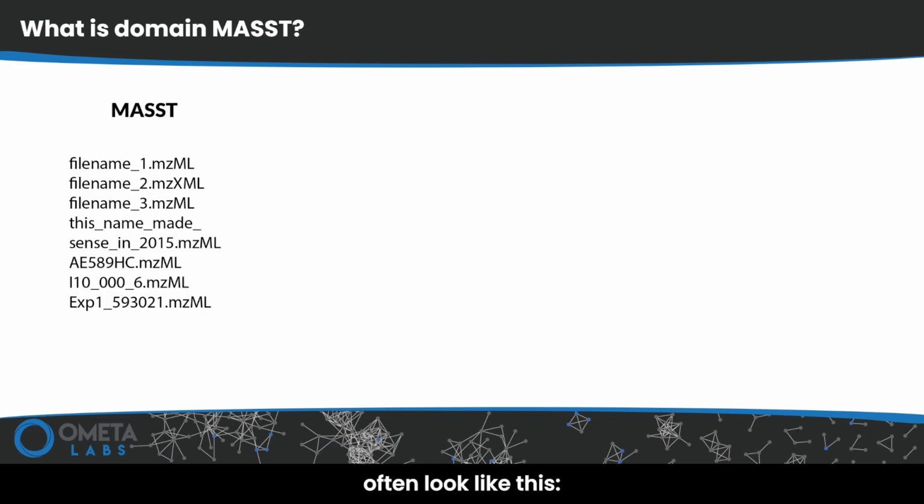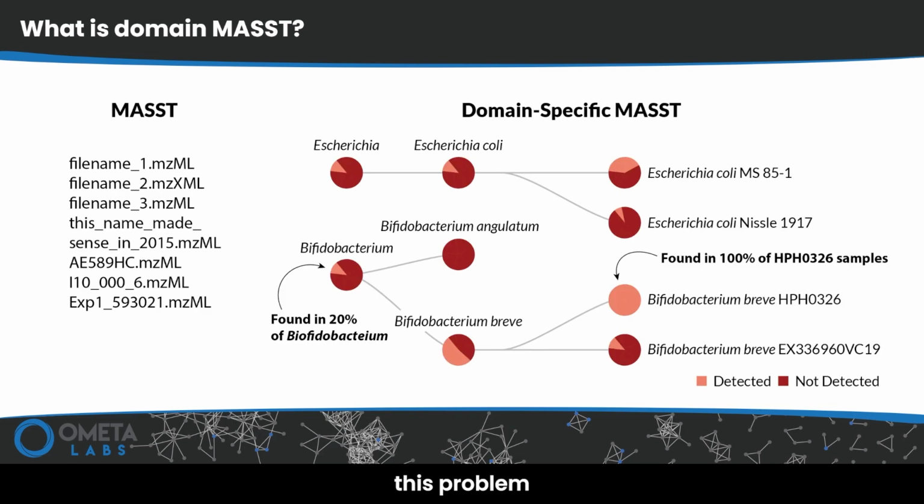However, MASST results often look like this, a long list of file names without any information on what that sample was or why it was collected. Domain MASST solves this problem by enriching MASST results with useful metadata, allowing you to quickly visualize where your compounds are detected across microorganisms, plants, tissues, and more.